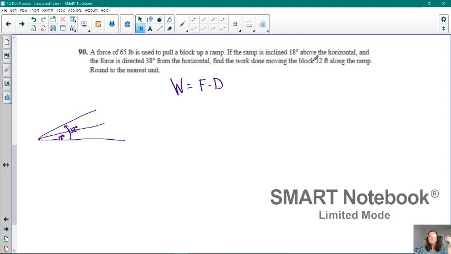So the block is moving 12 feet along the ramp. So along the ramp is 12 feet. That's the magnitude. So there's the magnitude of the vector right there. Moving 12 feet at an 18 degree angle. There is our displacement vector. Well, what about the force? What's going on with that? Well, the force is acting on this block at an angle of 38 degrees from the horizontal with a magnitude of 65 pounds.